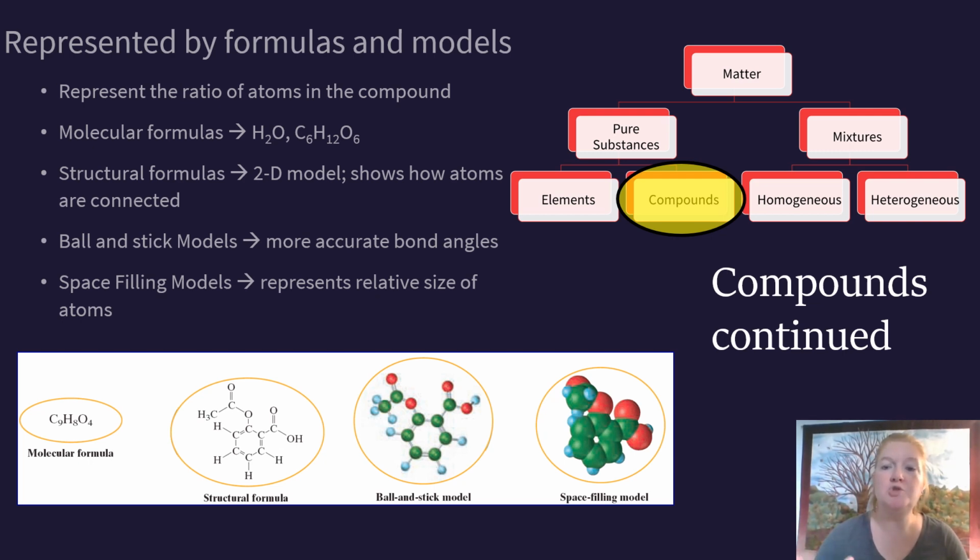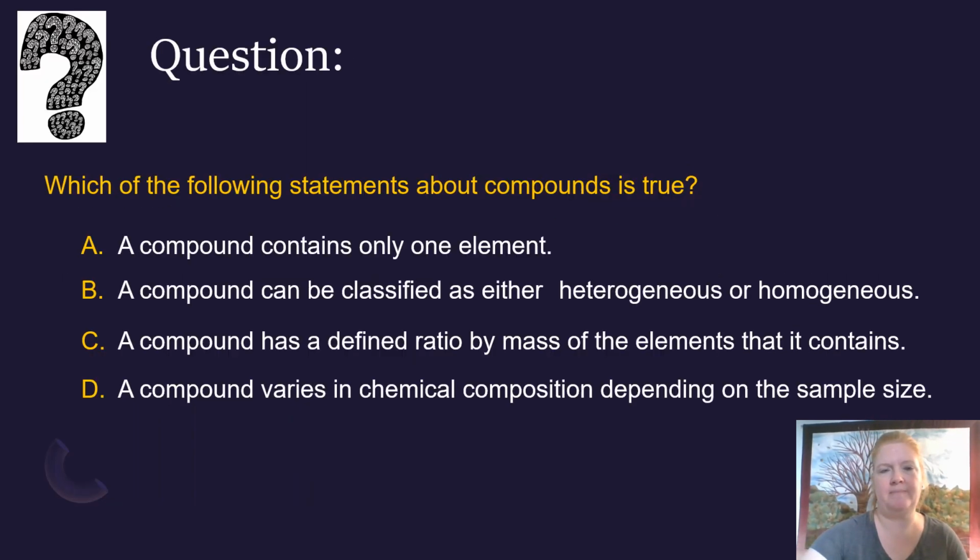I can do a structural formula, so with lines just showing two-dimensionally how the atoms are connected to each other, and it's still going to show all the atoms. I could use a ball and stick model. It shows the bond angles more accurately, but it might not get the sizes right. And then I can have a space filling model, which represents more accurately the relative size of the atoms as well as their connections.